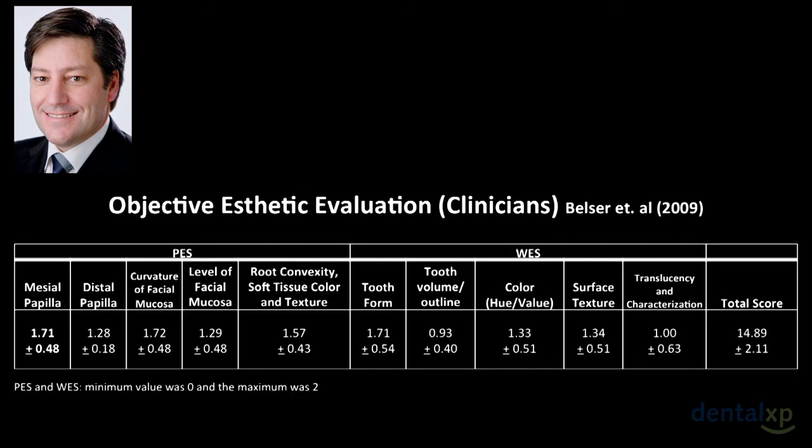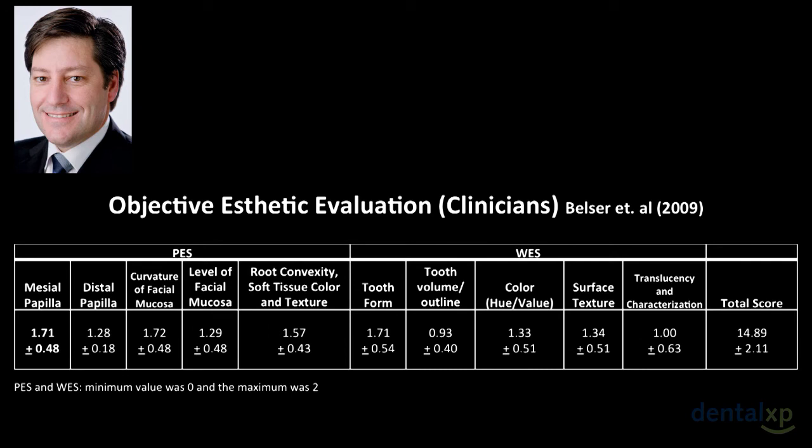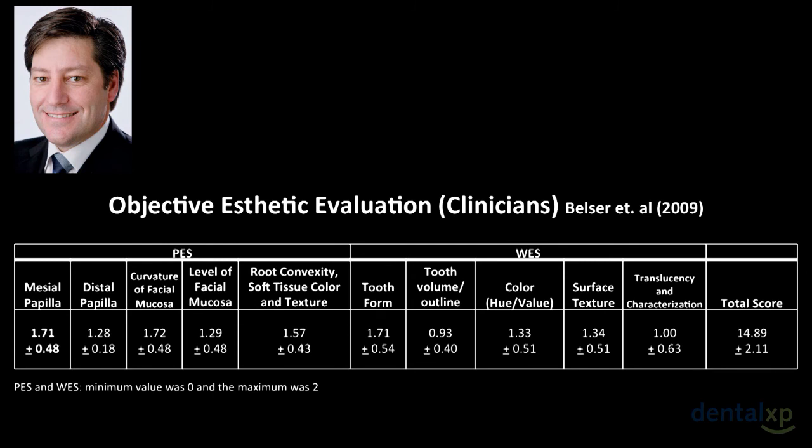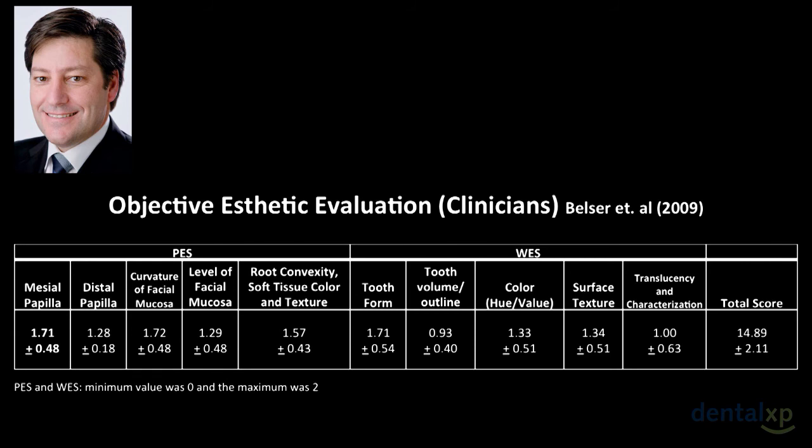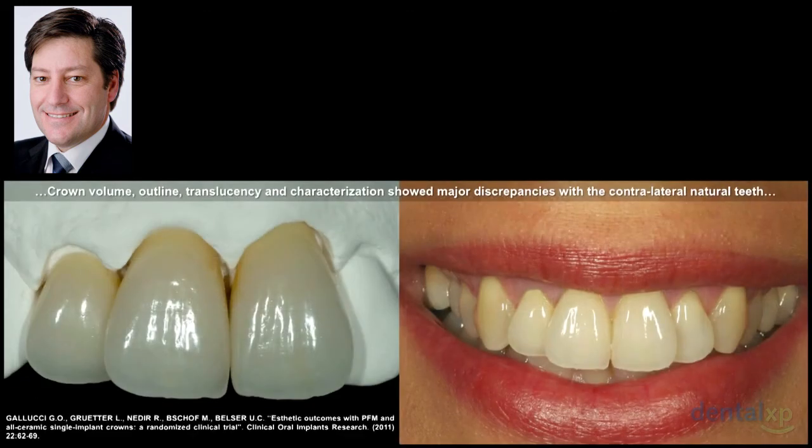Then we did a more objective evaluation, which is the pink and white aesthetic score with a maximum of 20. We got a 14, almost 15 for these crowns. But what I want to point out here is that the lowest scores we had were tooth volume and outline, and translucency and characterization. Again, those are prosthodontic parameters. Those who work in highly demanding aesthetic cases will know that getting the color is not a problem, but the tooth volume and the translucency and characterization of that restoration are the most challenging aspects of this aesthetic restoration.